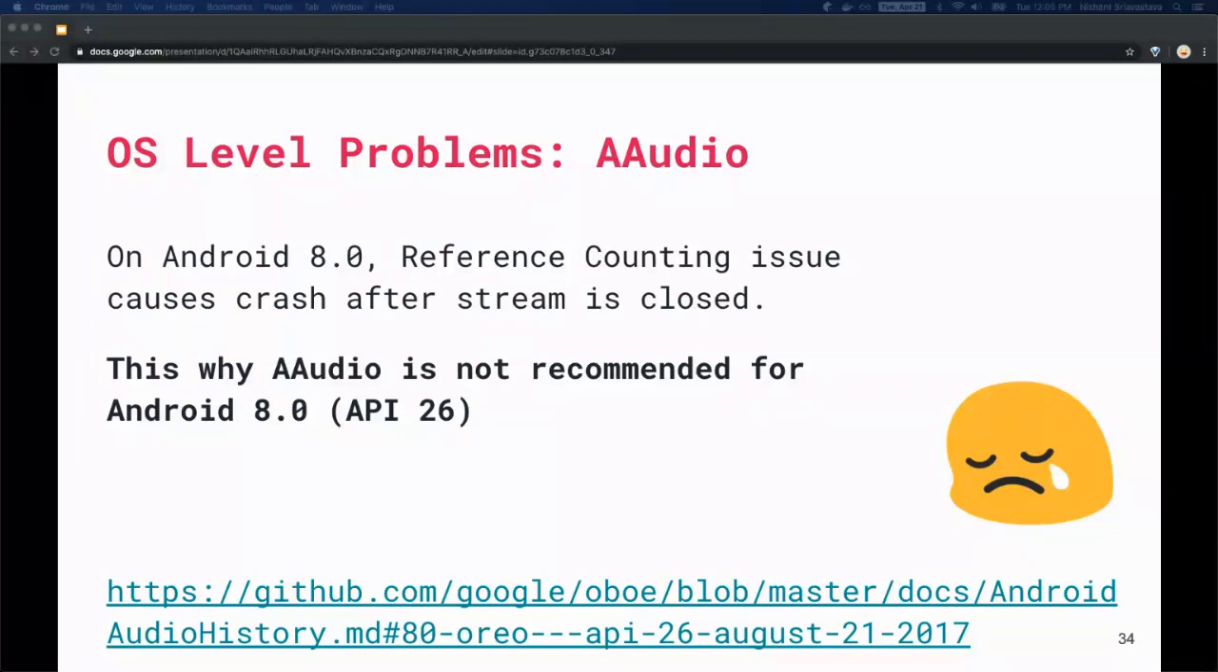So you open a stream of audio and you start listening to this, but when you go on to close the stream, then the crash occurs.